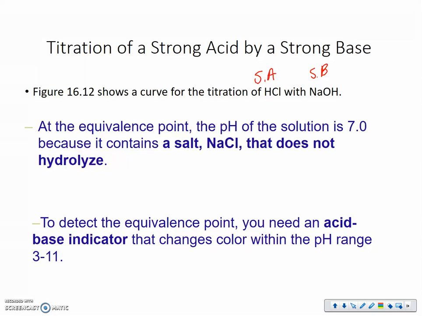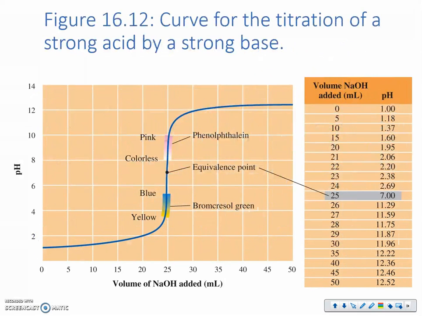So what you would want to do is use an indicator that would detect the equivalence point at this pH of 7. So if you look at this chart, this jump happens very quickly from a pH of about 3 to about 11. This is a huge jump. So we need one that can detect it in that range. And there's lots of options you can pick.